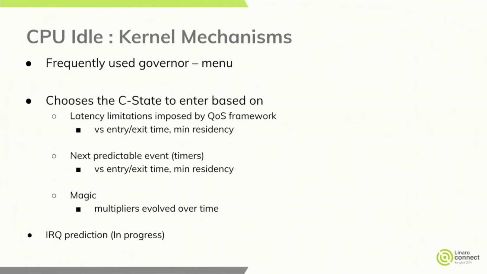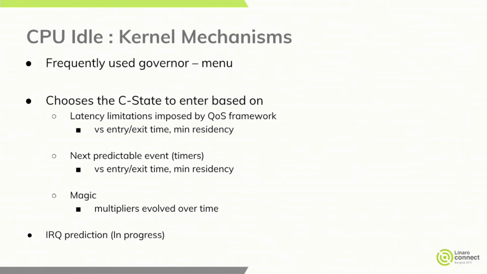Yeah, makes sense. So the frequently used governor on ARM systems is called the menu governor. It chooses the C state to enter based on a few criteria. The first is, like I said, the latency limitations. There is this framework in the kernel called the quality of service framework that allows devices to stipulate that I need a particular performance or a particular latency limitation on a CPU. So it considers that and compares it with the exit time, the entry time and the minimum residency before choosing a C state. The governor also considers the next predictable event, which are typically timer events in the system.